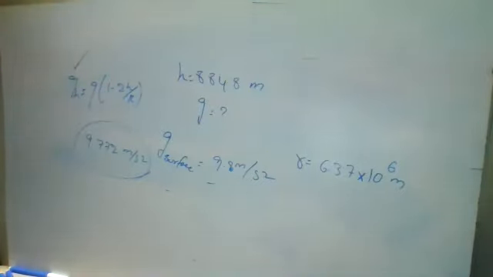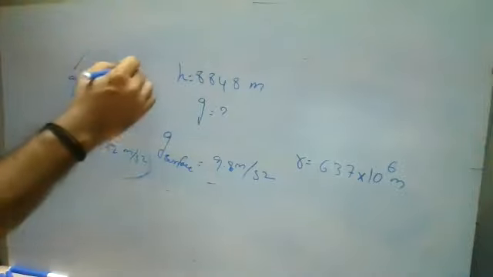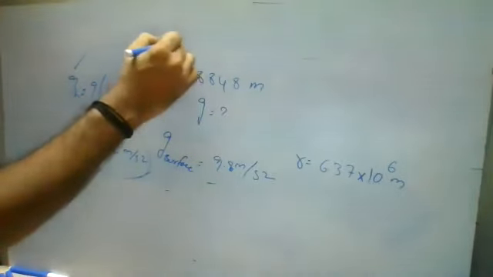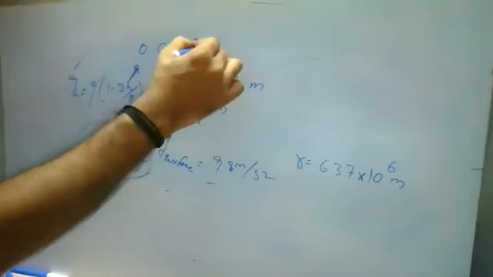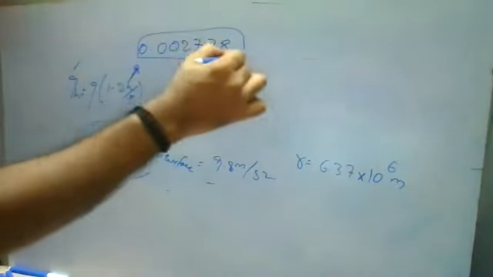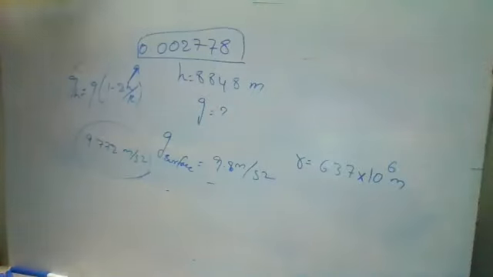So the 2h by r value will be approximately 0.002778. So you should get 2h by r approximately; if it is nearby, that's okay. Check it. Here nothing is in kilometers, everything is in meters.